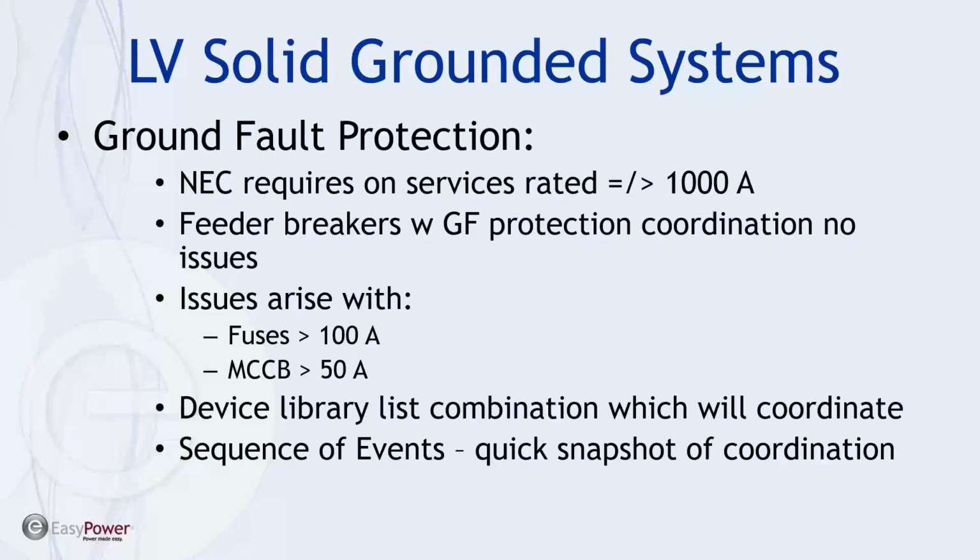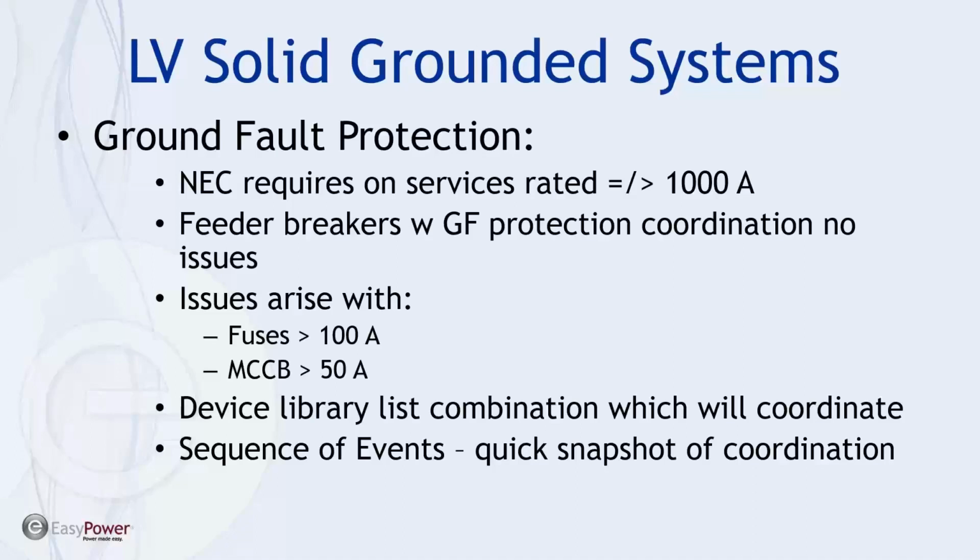The NEC requires ground fault protection on services rated over 1,000 amps, and feeder breakers with ground fault protection really are no issue as far as being able to coordinate with them. The issues arise when we're using fuses that are greater than 100 amps and molded case circuit breakers greater than 50. Now, the device library in EasyPower actually lists a combination of upstream and downstream breakers which the manufacturer has tested and will support coordination. So let's see if we can demonstrate that.